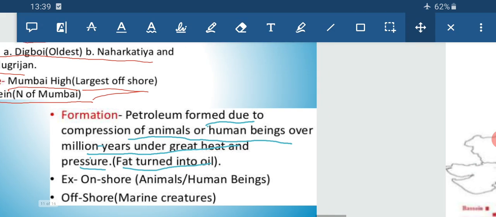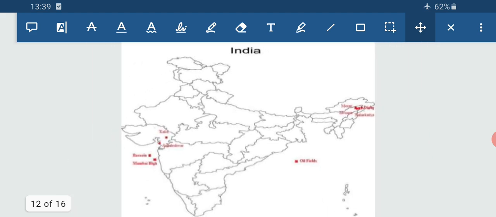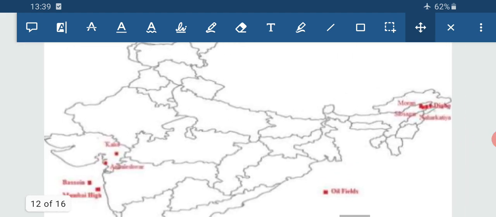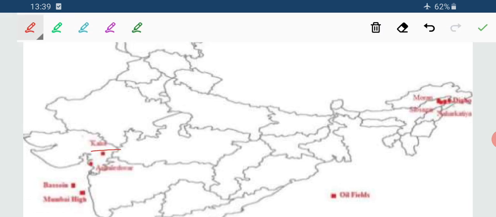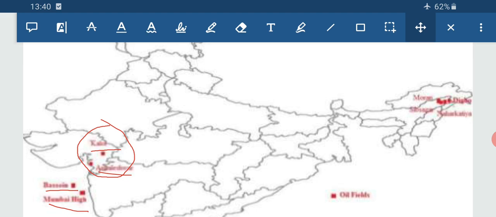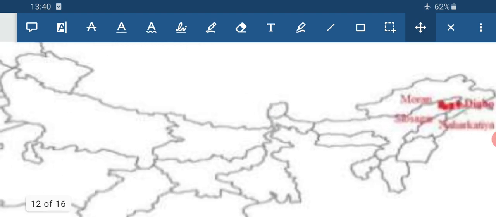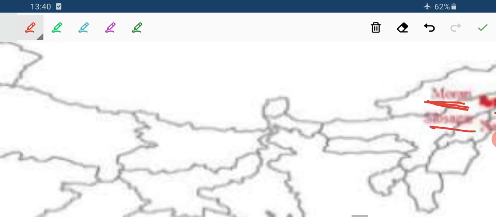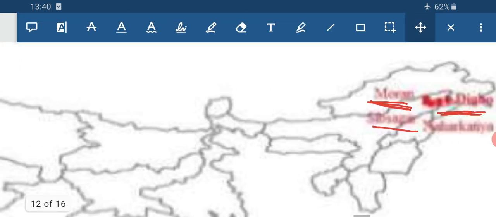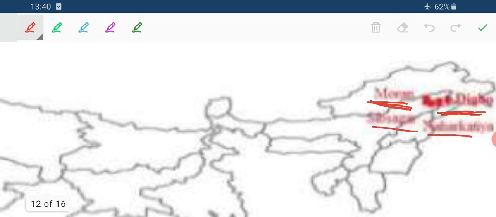Next we have the distribution. Now just see the distribution. I'm just pointing it out: Kalol, Ankleshwar, which are in Gujarat, are onshore. Bassein and Mumbai High are offshore. Again, onshore fields are entirely in the Assam region. Digboy, the oldest oil field. Then we have Makum, Naharkatia, and Sibsagar. All these are oil fields. You can find them in your NCERT map also.